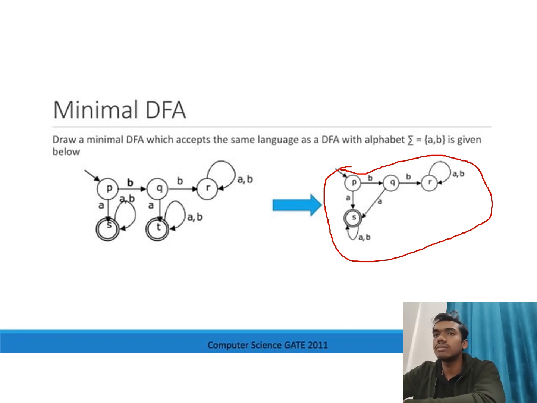Basically both take the same kind of input and result in the same solution, but this one is the minimal one, and the other one was having an extra state, we can say. So we figured out the minimal DFA. Let's move forward to the next question.